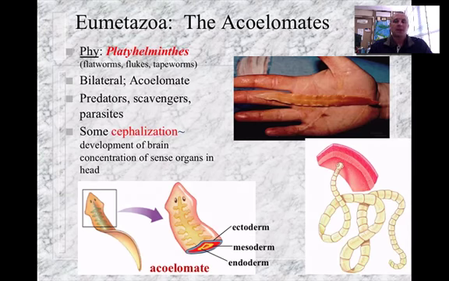The next group is the acoelomates. Remember, these are ones who do not have a coelom. They do not have a distinction in the mesoderm layer there. And these are your platyhelminths, which are like your flatworms, seen up here on the right, a fluke or tapeworm, for example. They have bilateral symmetry, meaning you can split them down the middle into 2 equal halves. They can be a predator, a scavenger, or a parasite. And there is some cephalization that goes on. There is a slight development of the brain and sense organs, etc.